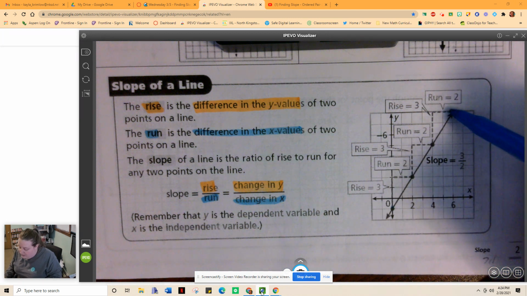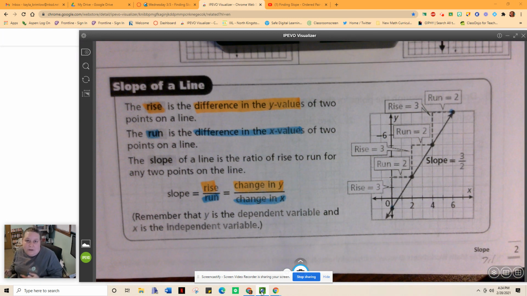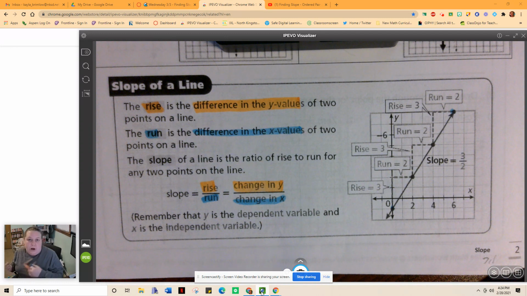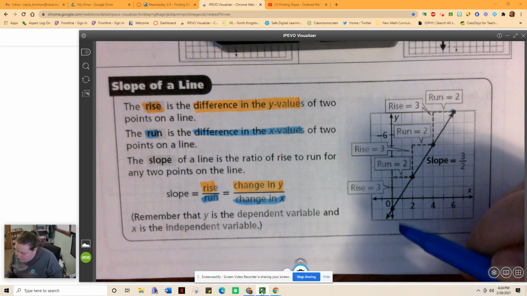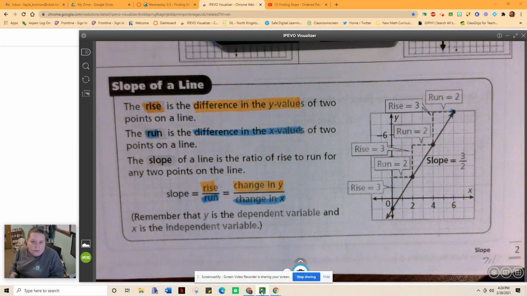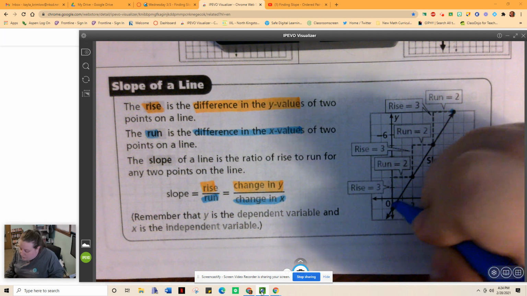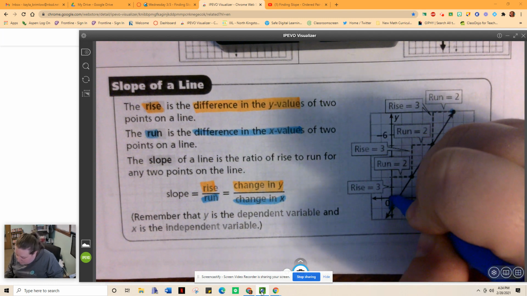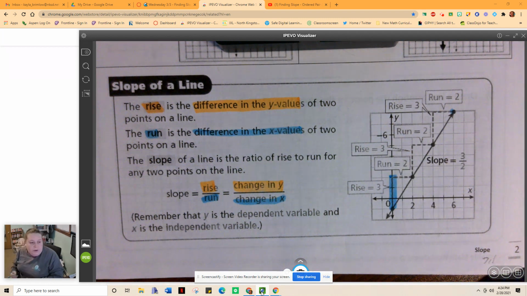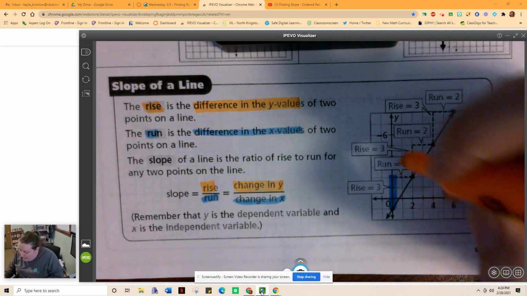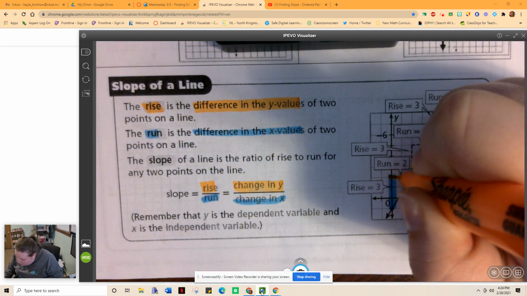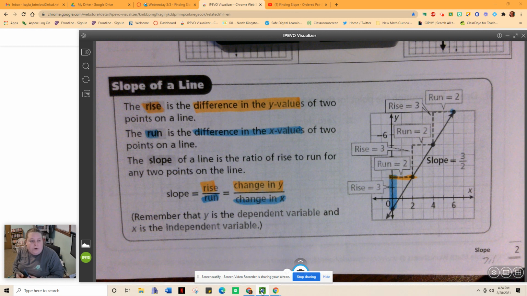I could even pick this coordinate here and this coordinate here. It's still going to be the same slope because they're on the same line. And we'll actually find the slope of these 2 coordinates after we do this first set. So I always like to choose 2 that are close together that I can find. So the first thing I'm doing is going to go up. So 1, 2, 3. So it had a rise of 3. And then from there, I have to go over 1, 2, run of 2.